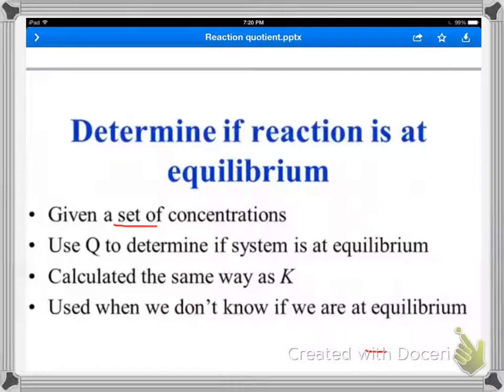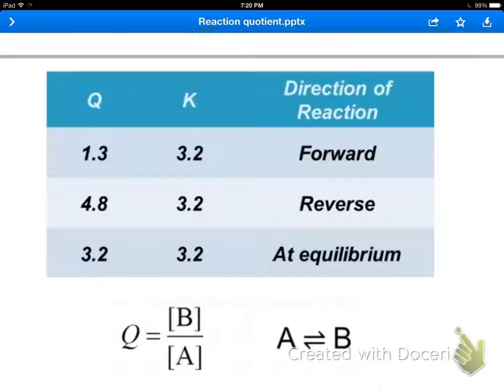So we are given a set of concentrations for a reaction of both reactants and product, and we calculate Q the same way we calculate K, and then use that Q to determine whether or not the system is at equilibrium. And if Q and K are the same thing, we are at equilibrium. So we use it when we don't know whether or not we're at equilibrium. Let's take a look at an example.